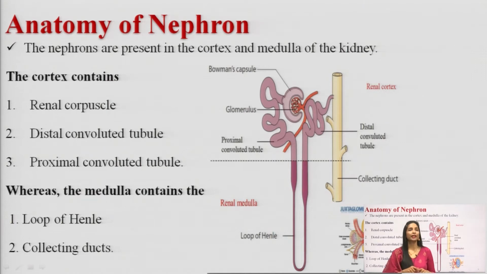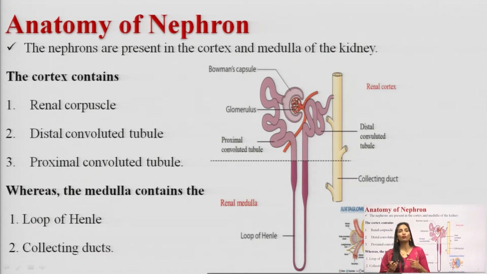Let us see the anatomy of the nephron. The nephrons are present in the cortex and medulla of the kidney. The kidney is divided into two structures, one is the cortex portion and the second is the medulla portion. The cortex consists of the renal corpuscle, distal tubule, and proximal convoluted tubule. And what about the medulla?